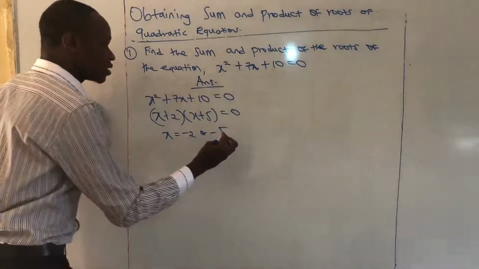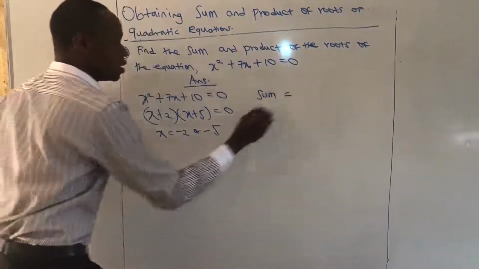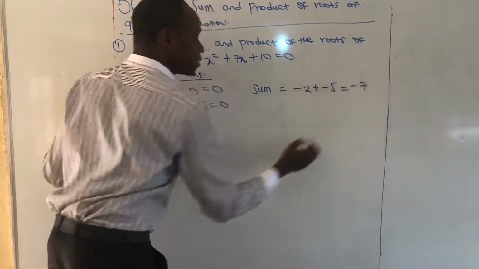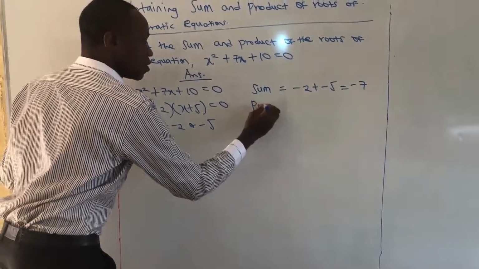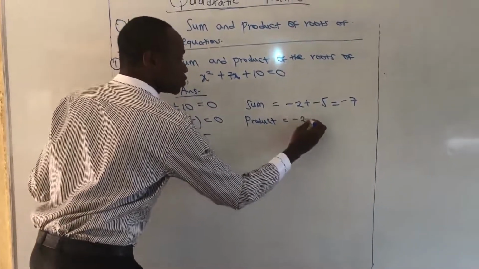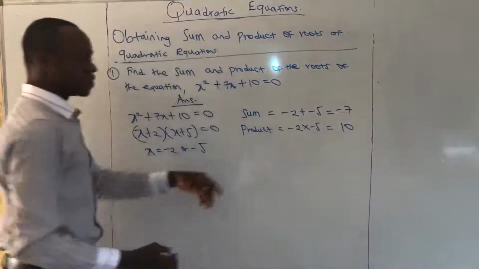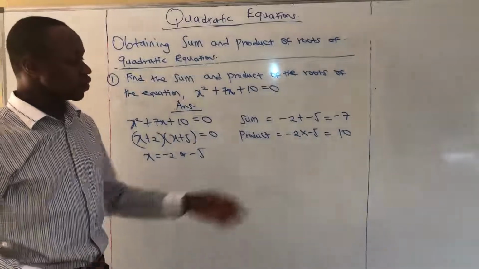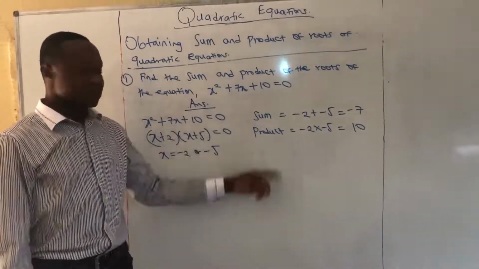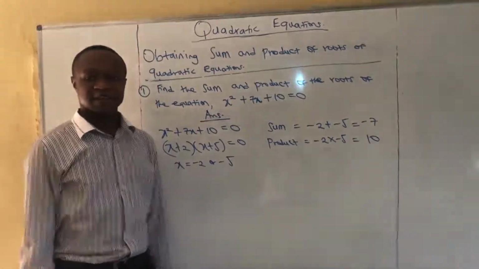And if you are asked to find the sum of the roots, it means that the sum of the roots is minus 2 plus minus 5, and that will give you minus 7. And the product of the roots is minus 2 times minus 5, and that will give you positive 10. I have handled the question. With this, I have answered the question. Find the sum and product of the roots. The sum is minus 7, the product is 10.